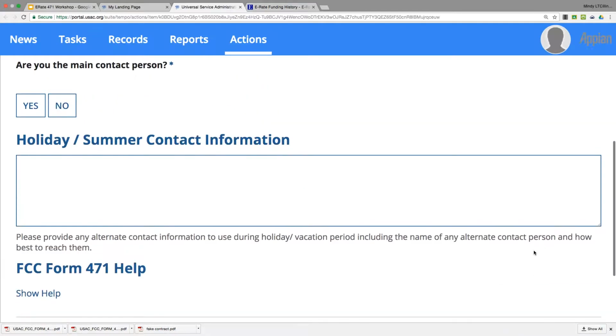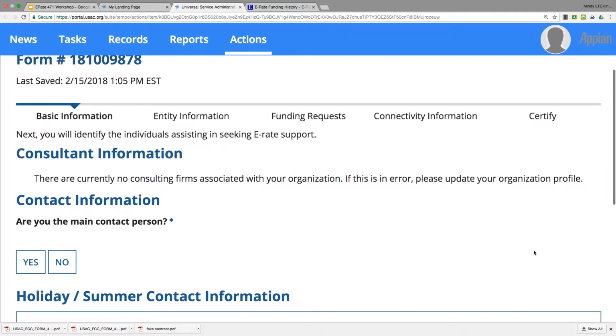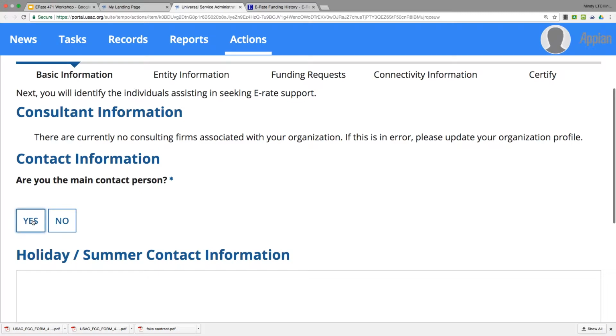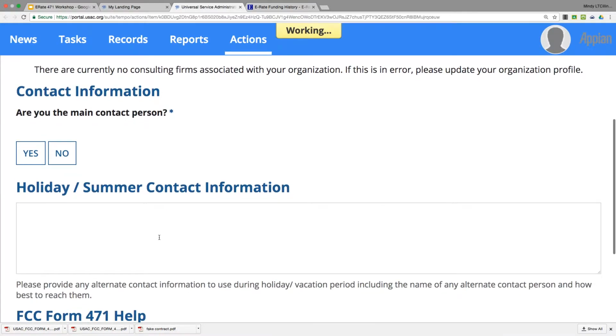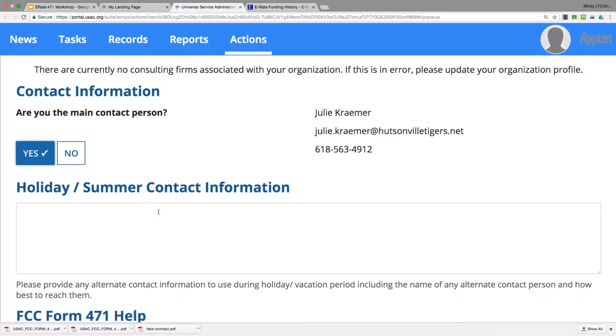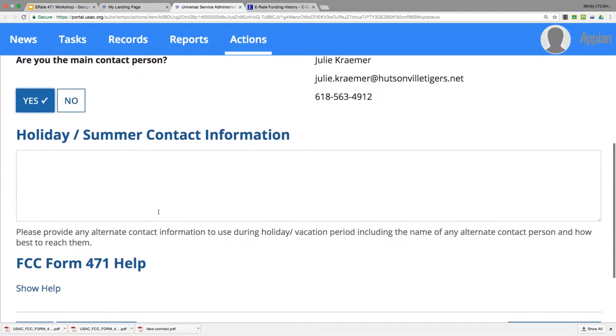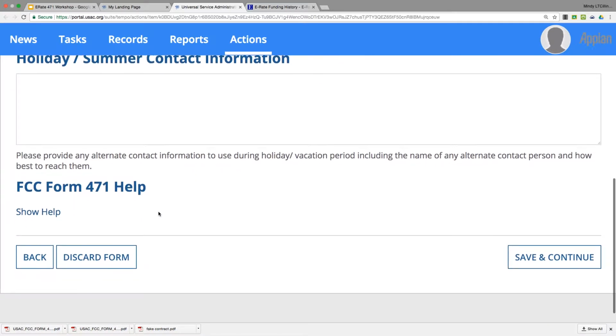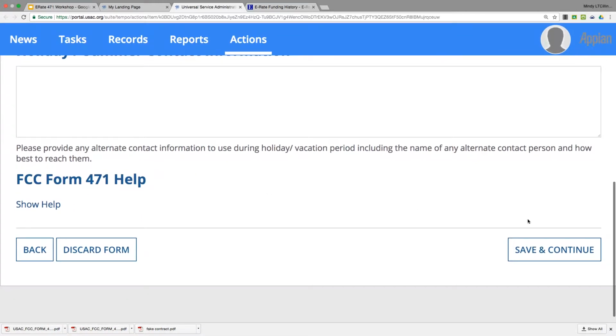Again, it's pulling me into the middle of the page, which is annoying. Scroll up to say, yes, you are the main contact person. And again, it is important to note your summer contact hours if you will not be in the district, even if it is a phone number for the main district office, somebody who knows how to get a hold of you.